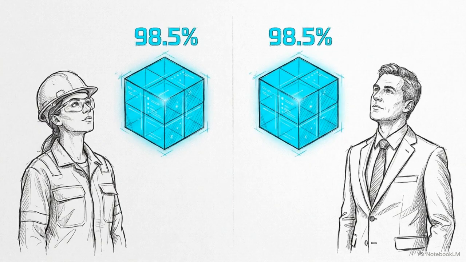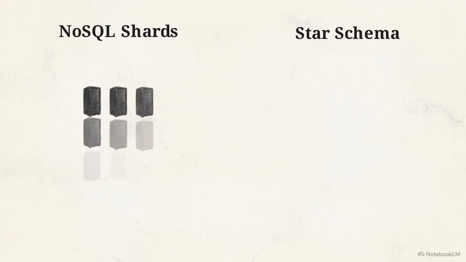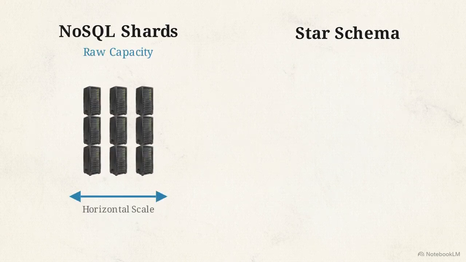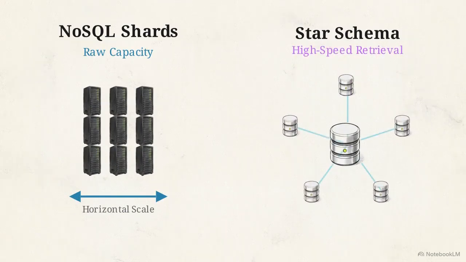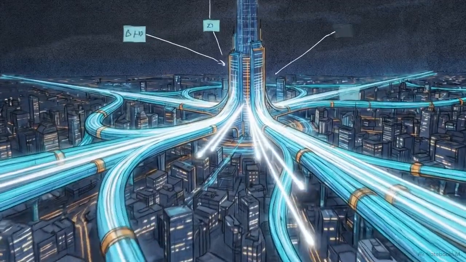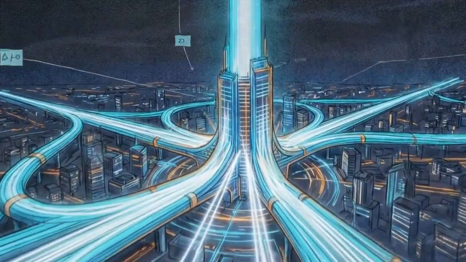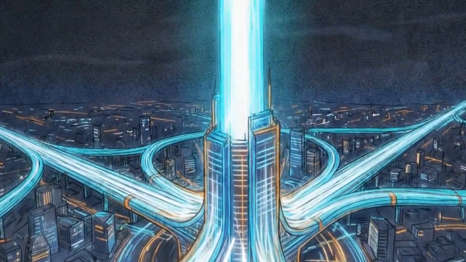The physical distribution of the NoSQL shards provides the raw capacity, while the logical structure of the star schema provides the speed. Efficient data routing is what enables an enterprise to turn billions of raw, distributed records into a reliable roadmap for the future.